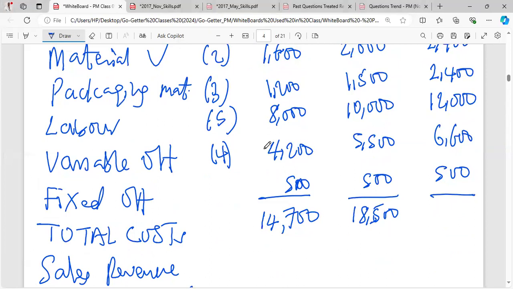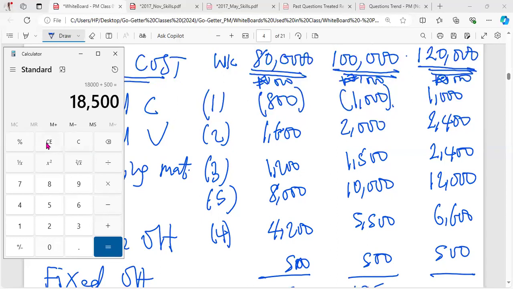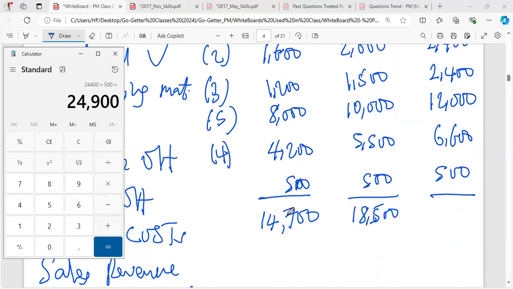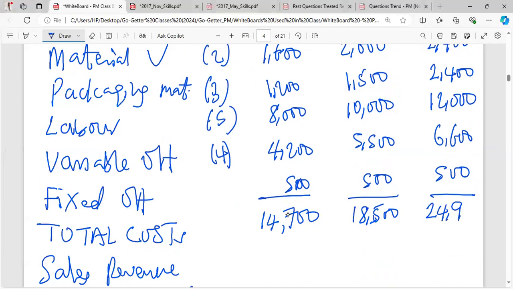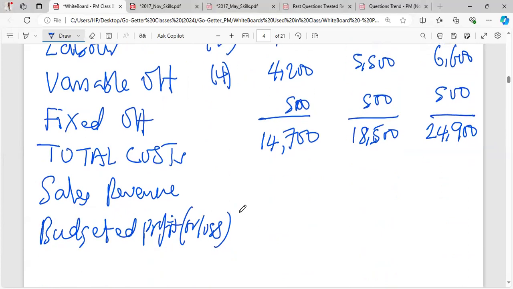Then we'll go up again. 1,000 plus 2,400 plus 2,400 plus 12,000 plus 6,600 plus 500, that gives 24,900. Now that's your total cost.